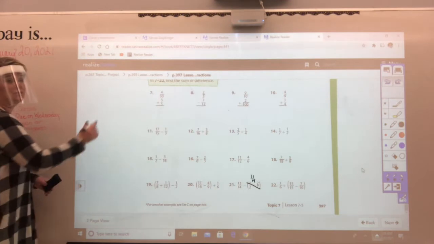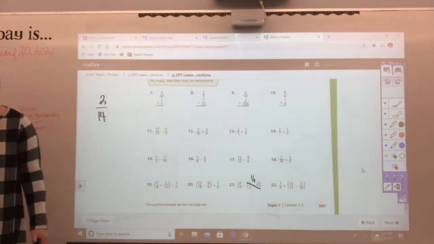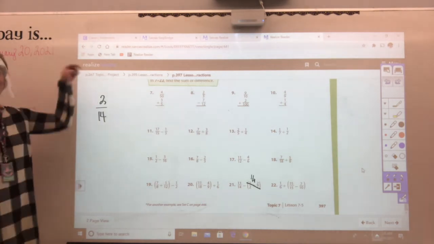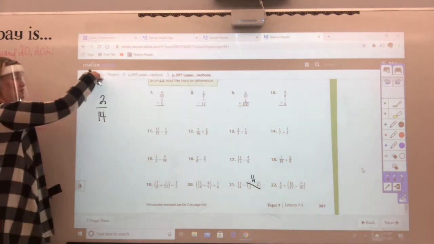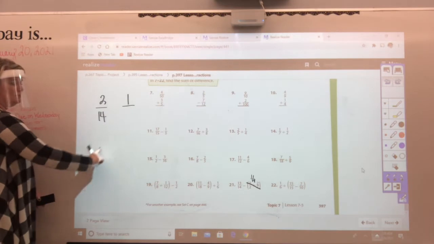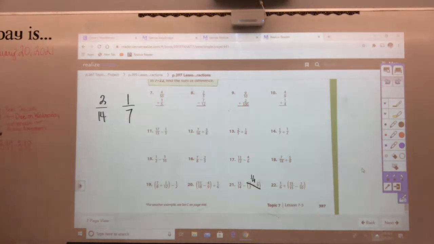Okay, and everybody should be watching. If you write this answer, you're so right and so wrong because they're both even. 2 can dive into them, okay? So we have to reduce every time. So how many times can 2 dive into 2? 1. How many times can 2 dive into 14? 7. There's your answer, 1/7.